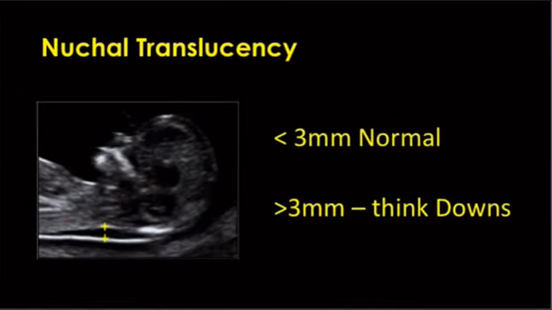So here's the measurement: less than 3 millimeters is normal. More than 3 millimeters, you think Down syndrome. The bigger the measurement, the more likely something is wrong. It's measured at a specific time, somewhere between 9 and 12 weeks, depending on the institution. Some places will say 11 to 13, but there's a tight, narrow window. You can't just measure this at any time. Everything's standardized. You're going to measure it in a specific plane, right in the midline where you can see the nasal bone, and you want the neck totally neutral.